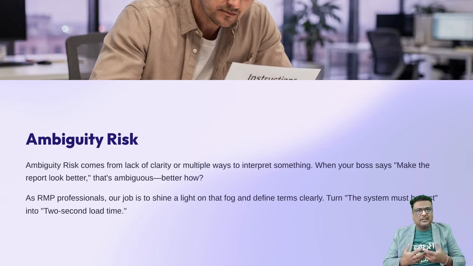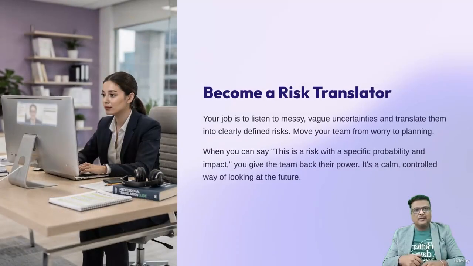So now that we have mastered how to clear up ambiguity to protect our projects, you might be wondering how to summarize this entire risk versus uncertainty mindset for your team. Well, that brings us right into our final step, which is becoming a risk translator. To wrap this all together, think of yourself as a risk translator. Your job is to listen to all the messy, vague uncertainties that your team and your stakeholders have, all those "I'm worried about this" and "I'm not sure about that," and translate them into clearly defined risks.